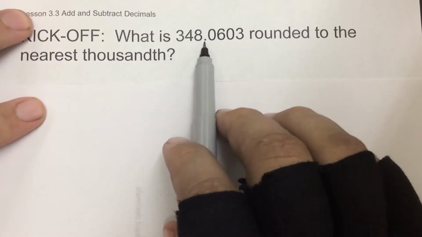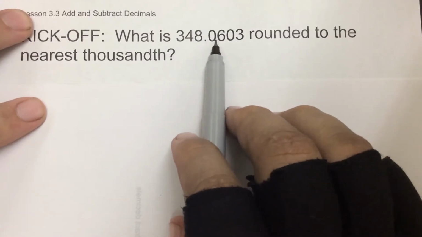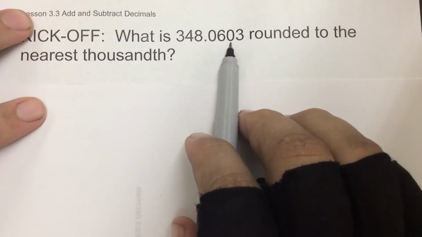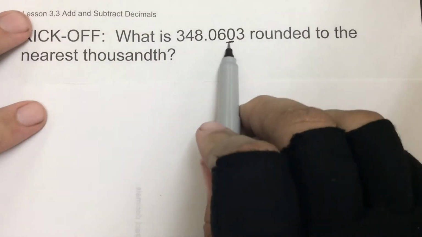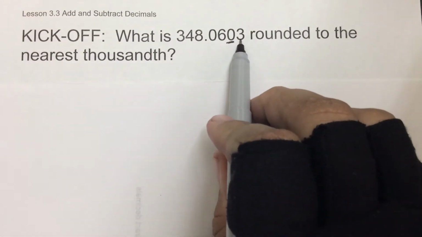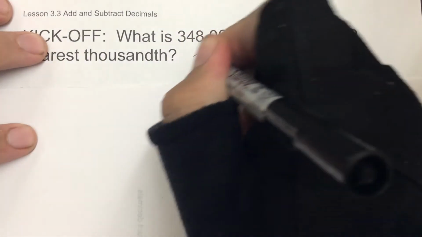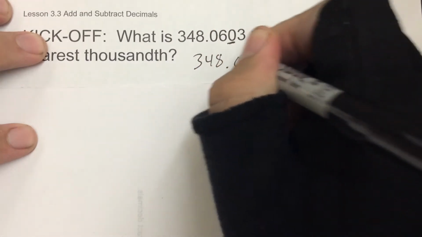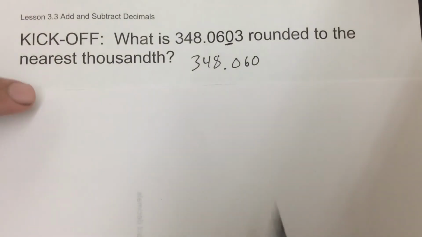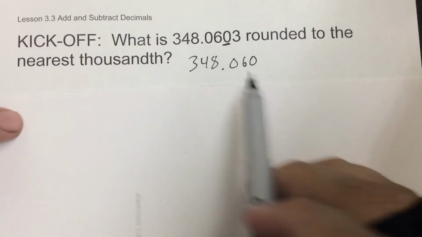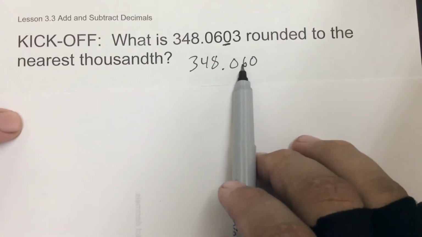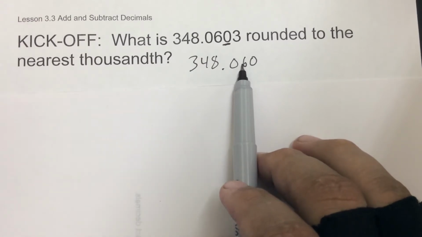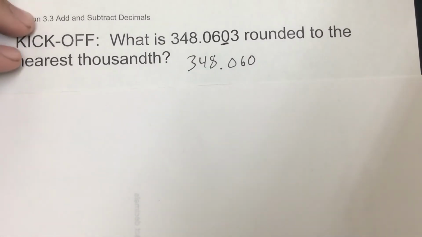We're dealing with thousandths. So we're going to go once, which is tenths, twice, hundredths, third is thousandths. So this is the number we're going to round. If we look to the right of that, it's a 3. A 3, we know, keeps it the same. So we do 348.060. And we need this last zero because we're rounding, so we need that placeholder that says, hey, this is where we rounded to. If we drop the zero, it looks like we rounded to the hundredths and not the thousandths.